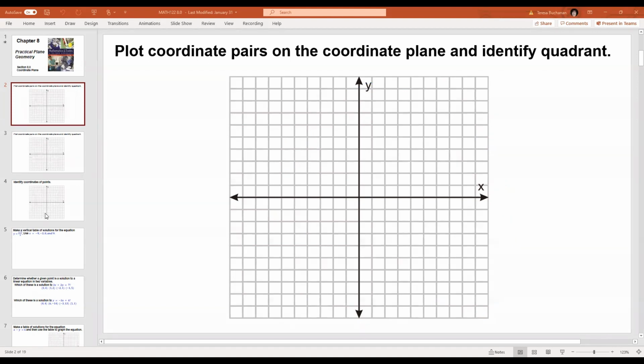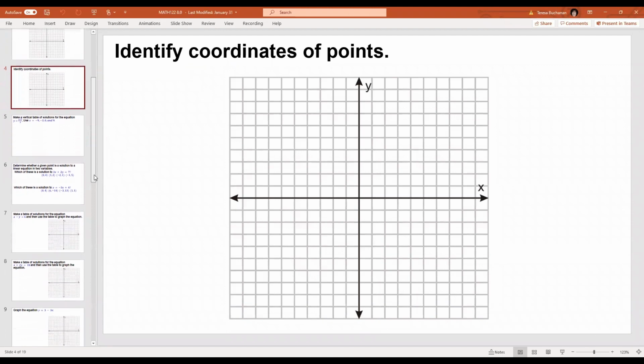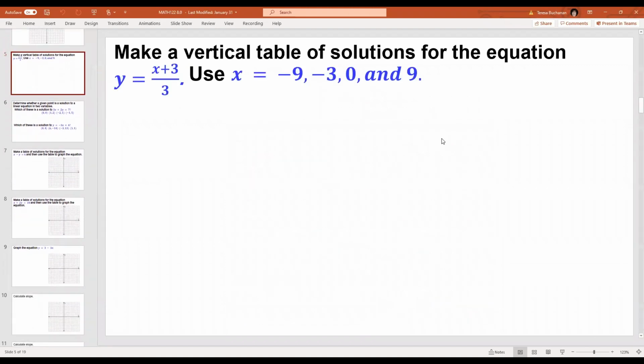So we have in the next couple of slides, there's just room for more practice there. So I think we'll keep moving out here to our first real problem. Make a vertical table of solutions for this equation.